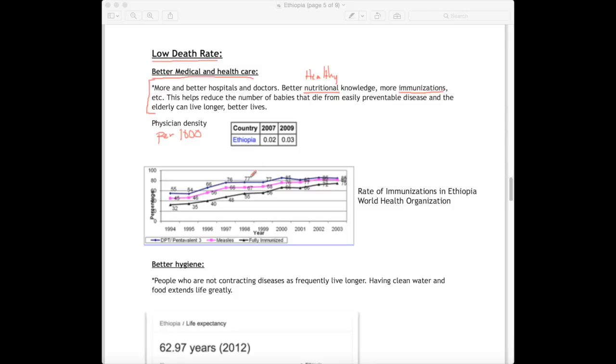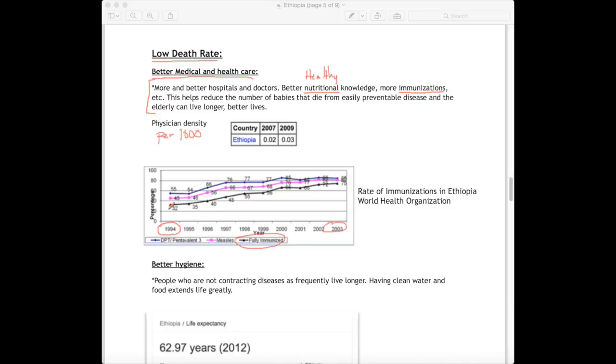But let's look at a positive. So even though there's so few doctors, why is the death rate low in Ethiopia? Well, let's look at the rate of immunizations from the World Health Organization in Ethiopia. Let's look in 1994 up to 2003. If you look at this graph right here, this line, we start with full immunization. So that means you get all the possible immunizations out there for measles, mumps, rubella. These are things that you got when you were a little baby. You have a little circular scar probably on your arm from when you got your vaccinations and immunizations.